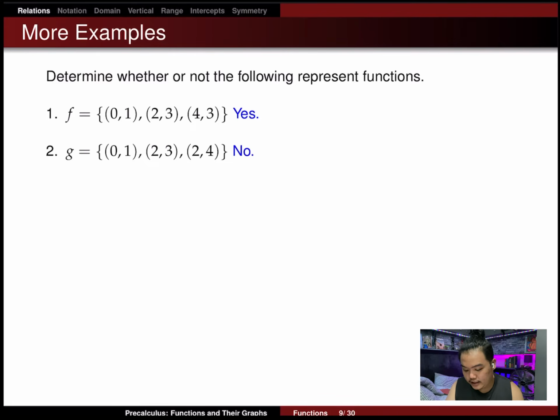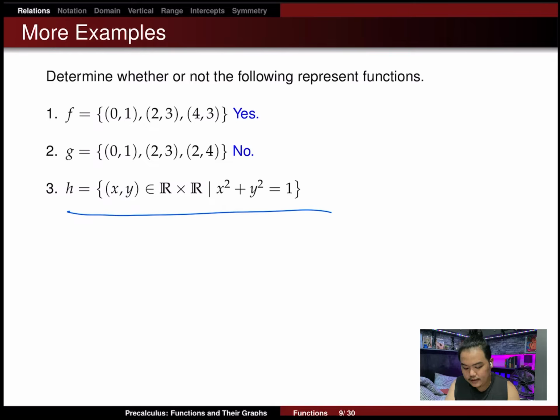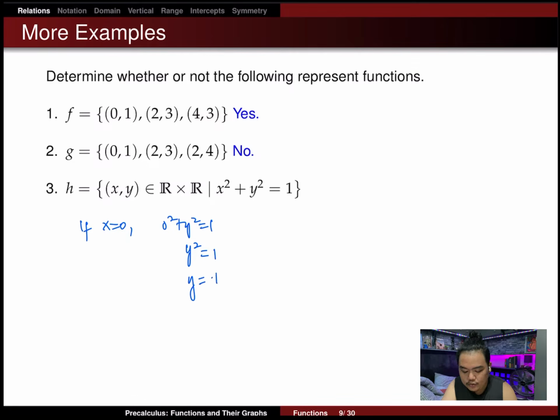Okay, number 3. So is this set of points a function or not? If it is a function, you need to show that when you put in one x, only one y comes out. Otherwise, give one x that produces two y's. So what I would do here is if I let x equal to 0, what happens? We get 0 squared plus y squared equal to 1. My hunch here is that it's not a function. My hunch is important.